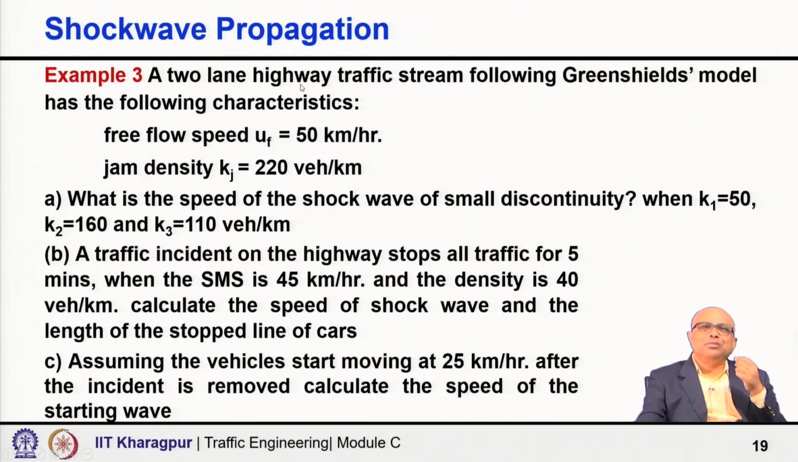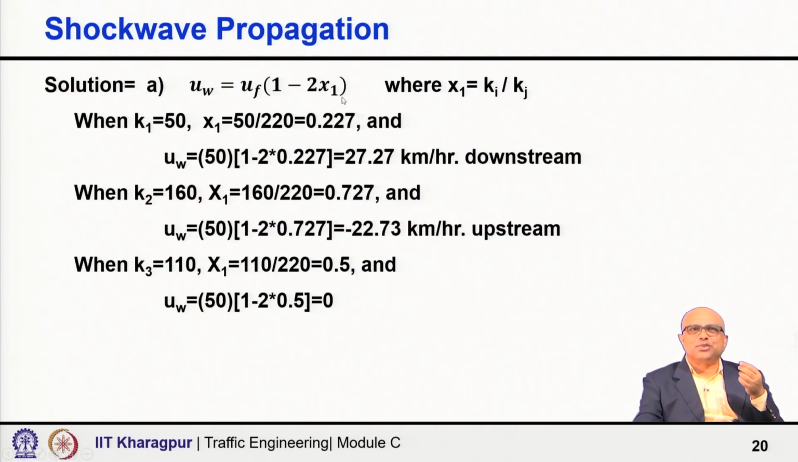Let us take an example. A two-lane highway traffic stream following Greenshields' model has the following characteristics. uf is given, kj is given. What do we want you to calculate? Three components. First is, what is the speed of the shock wave of small discontinuity? We are talking about small discontinuity when k1 equal to 50, k2 equal to 160, k3 equal to 110. These are different traffic states, and in each case we want you to calculate the speed of shock wave of small discontinuity. Let us take this part first.